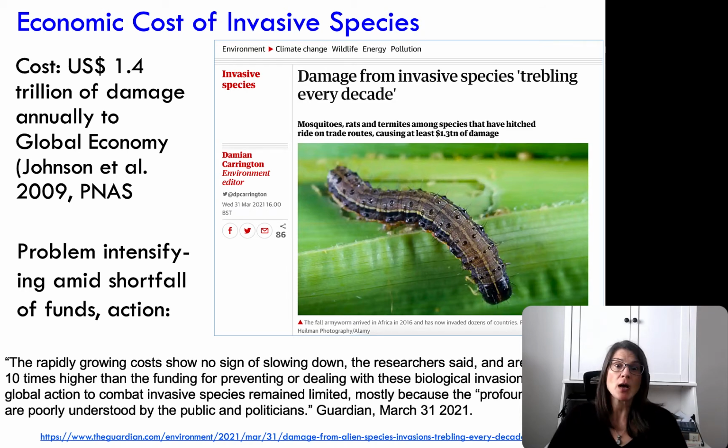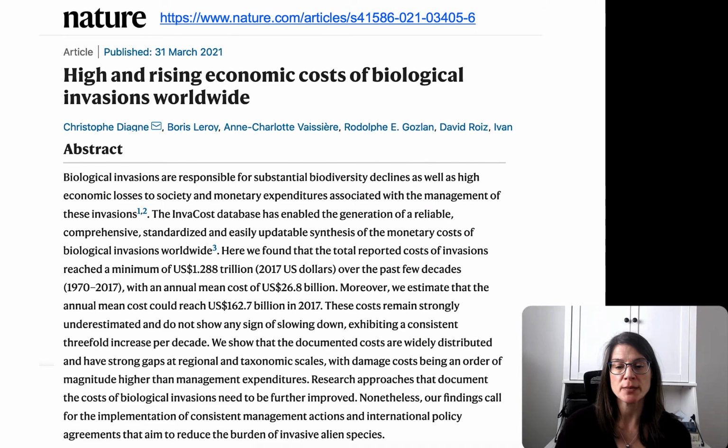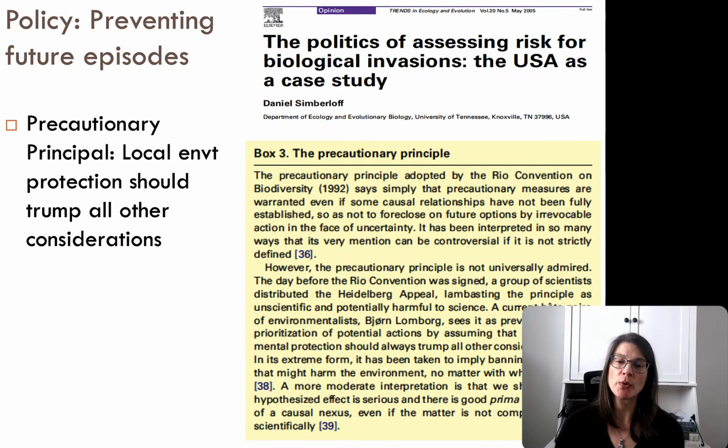And there's an economic cost to this. It's in the order of 1.4 trillion, and that's a global cost, a cost to the entire economy. In the news just this week, damage from invasive species trebling every decade and intensifying amidst the shortfall of funds and action, according to the researchers, who say that the rapidly growing costs show no sign of slowing down and are more than 10 times higher than the funding for preventing or dealing with invasions. Here's the article that is based on. You're welcome to read the abstract if you wish.